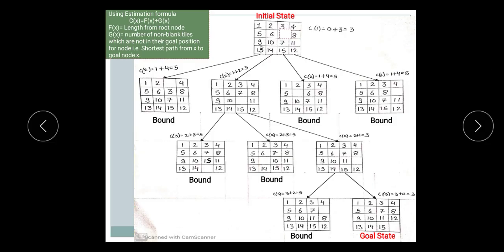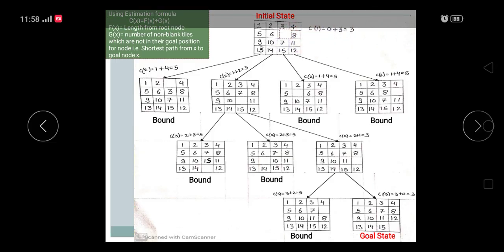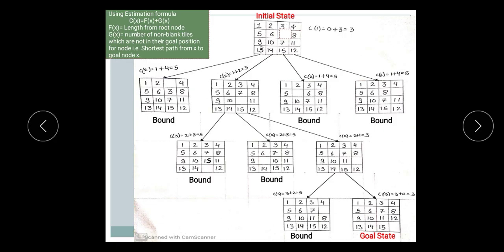g of x is calculated based on the number of tiles which are not at their proper position except the empty tile. In this case we have 3 tiles which are not at their proper position: tile number 7, tile number 11 as well as tile number 12. So our g of x becomes 3 and the cost of our root node becomes 3. Now we can move this empty slot either up, to the left, to the right, or downward.